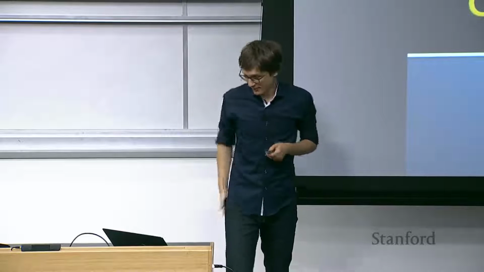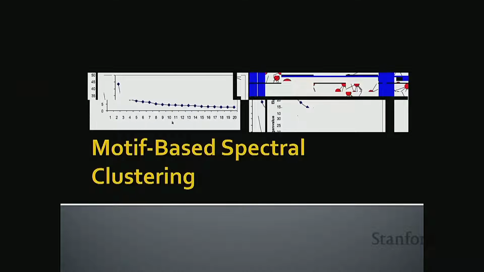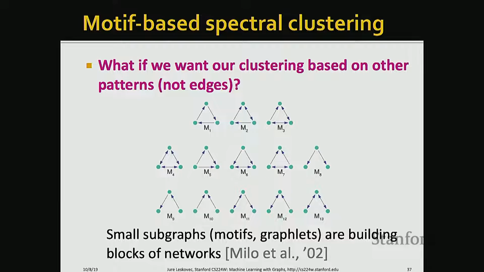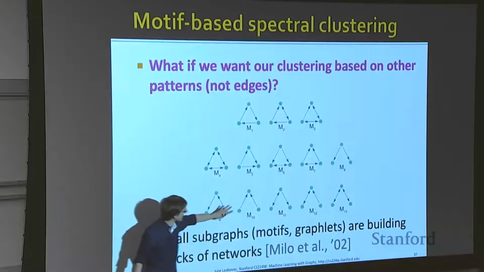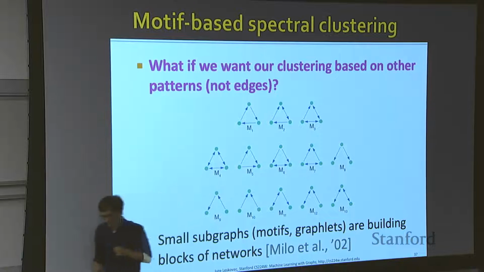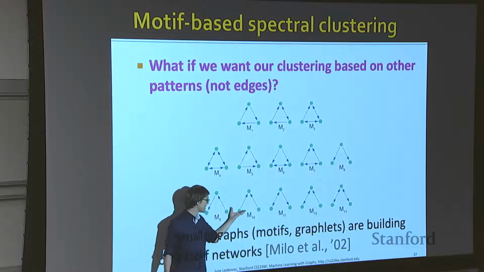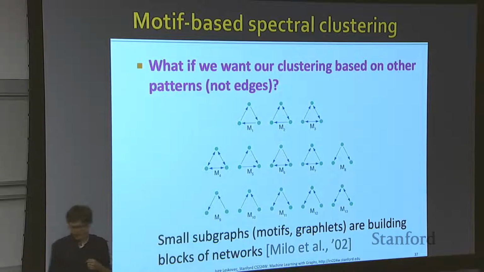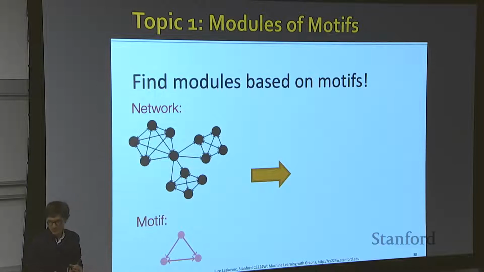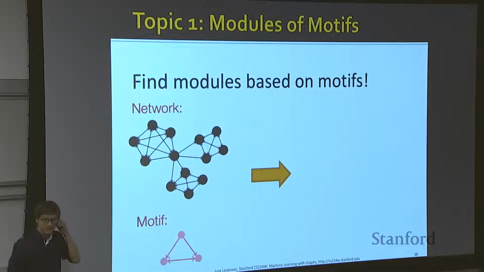So let me now tell you about a super exciting extension of the spectral clustering method that one of my PhD students developed, I think 2 years ago, and he's now teaching at Cornell. But here is the idea. We talked about network motifs as these building blocks, and here are the 13 directed motifs that you can look at. And the question is, could you cluster the network based on the motifs? So I want to detect communities based on network motifs. Let me explain what the idea is.